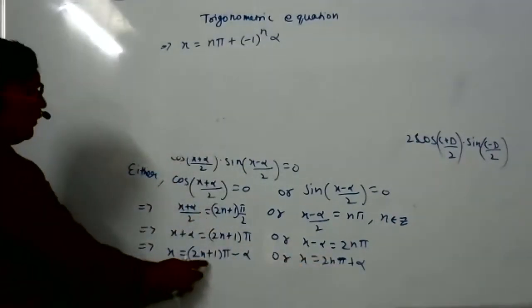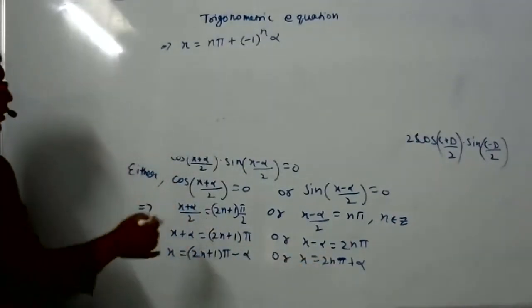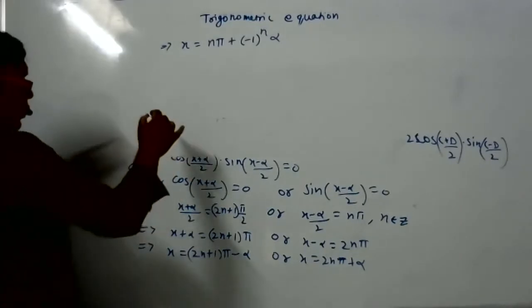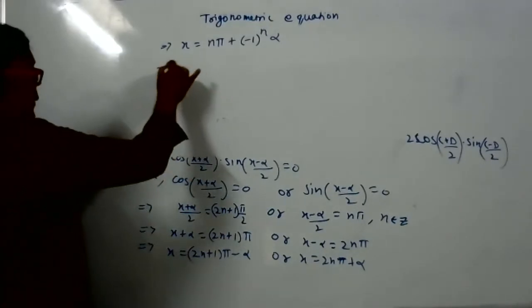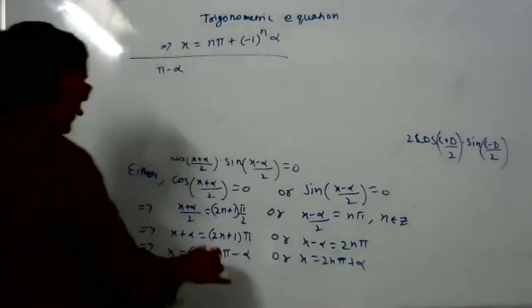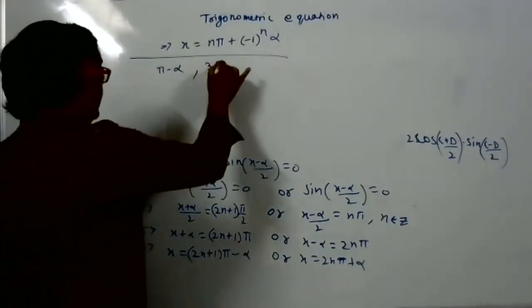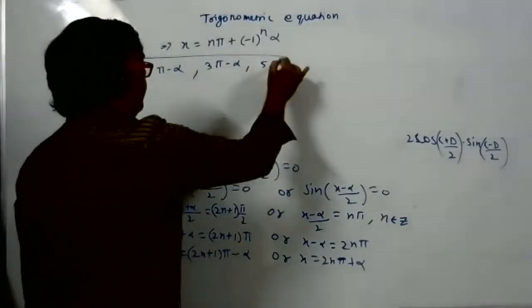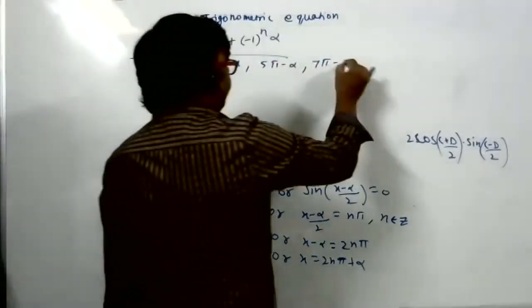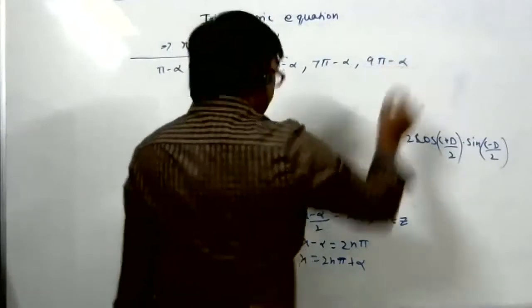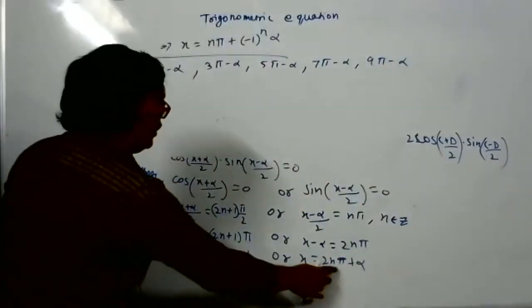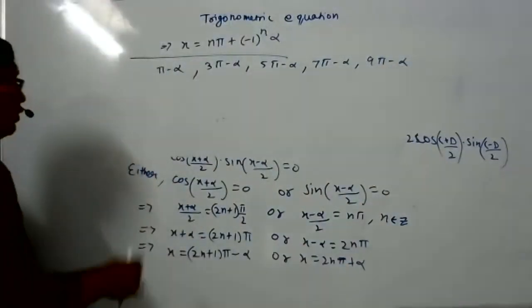In the first case, what will you get if you put 1, 2, 3, 4? Tell me how much you will get. Put 0, so you will get pi minus alpha. This is only an explanation. If you put 1, you will get 3 pi minus alpha, then 5 pi minus alpha, 7 pi minus alpha, 9 pi minus alpha. In the second case, put 0 and 1, 2, 3.